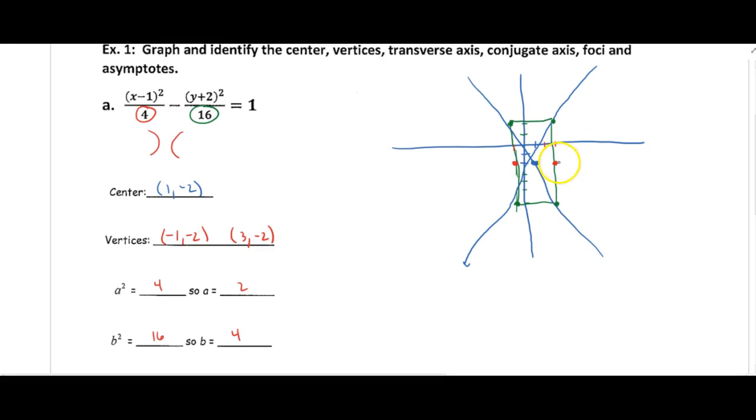So what I do now is from this vertex, I know this graph is going to be shaped just like this. It's going to follow and get close to those asymptotes, but never touch. Same thing over here. Close to the asymptotes, but never touch. Right, like that.